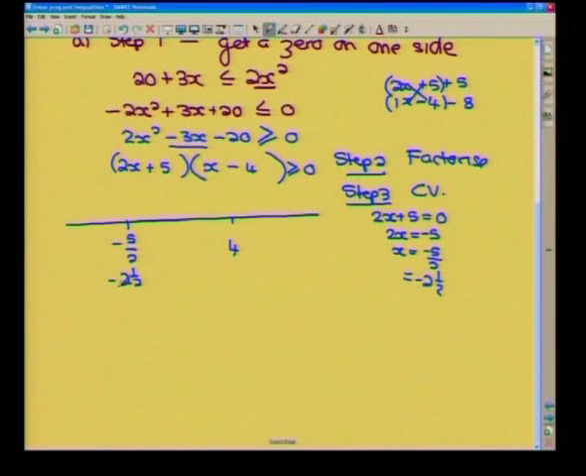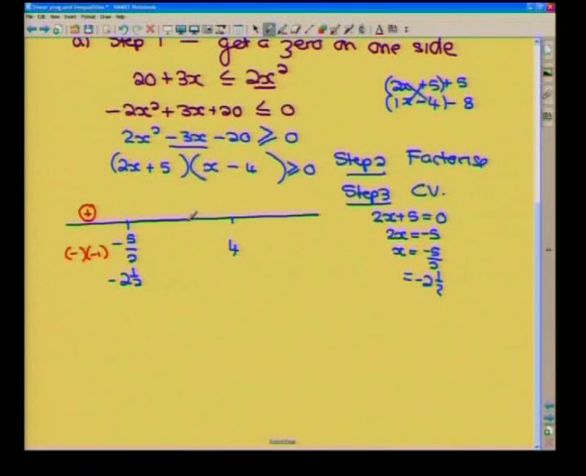So right, let's have a look over here. Let's choose a value less than minus 2.5. So let us choose minus 7, shall we? Because that's a nice, decent number. So 2 times minus 7 is minus 14. Minus 14 plus 5 is going to be a negative. And minus 7 minus 4 is equal to minus 11. And that's going to give me a positive.